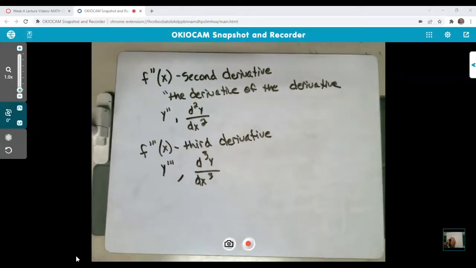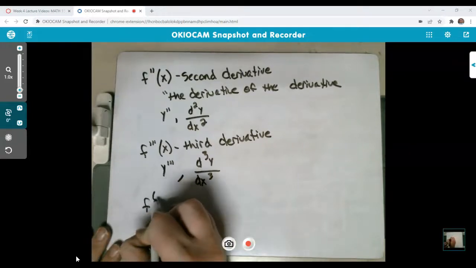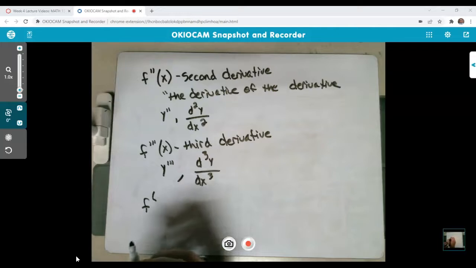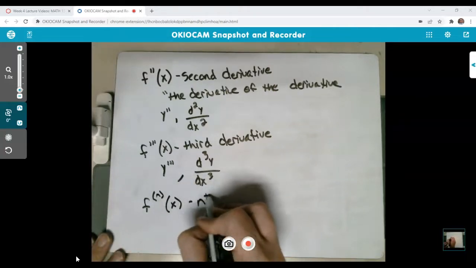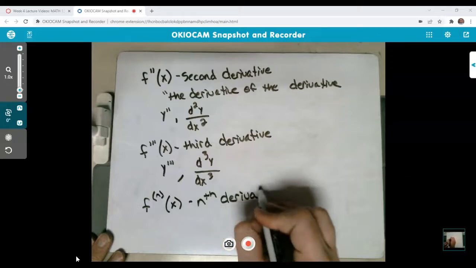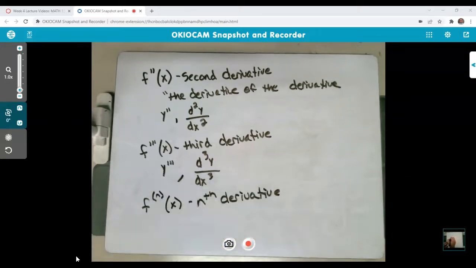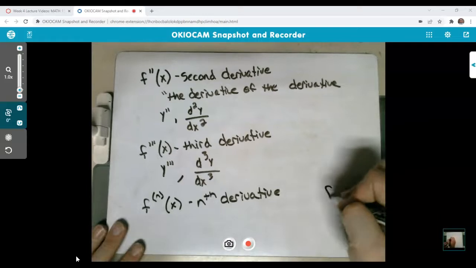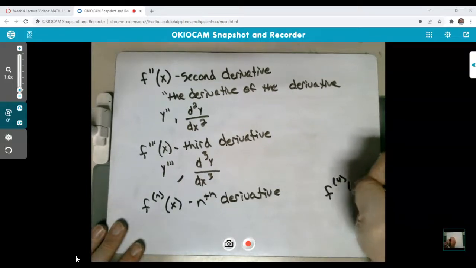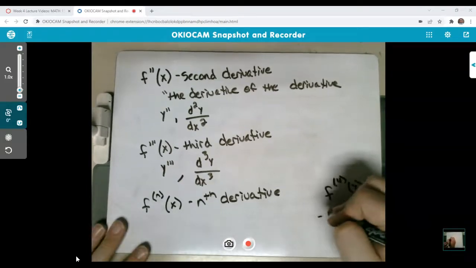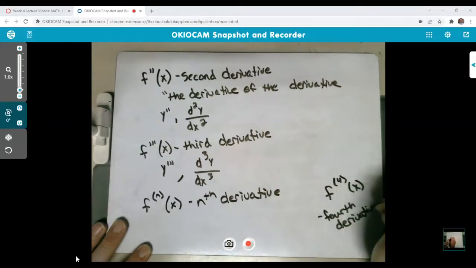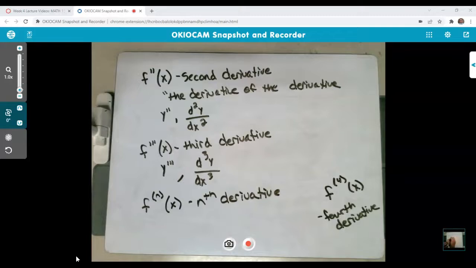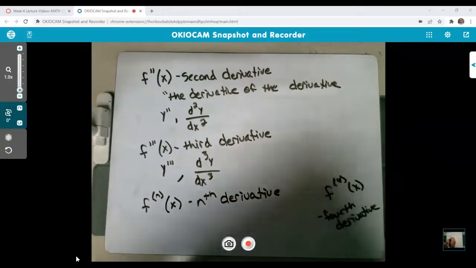Anything beyond 3, it won't be primes. It'll be written like f parentheses with whatever I have. So I'll just say an n. That is the nth derivative. Anything over 3, we do that instead. So if I want the 4th one, I would do f parentheses 4 of x. That is the 4th derivative, which would mean I would do this 4 times. So let's do some examples of finding higher order derivatives.